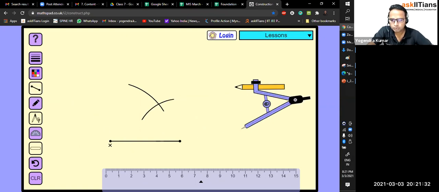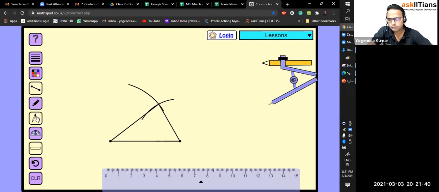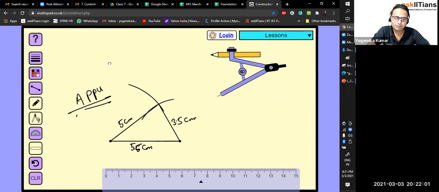Now we are going to join it. So we join to this here, we join to this here. So I think you know, this is 5 centimeter, this is 5.5 centimeter, and this is 3.5 centimeter, right? Appu has done this. Appu's triangle, you can say.